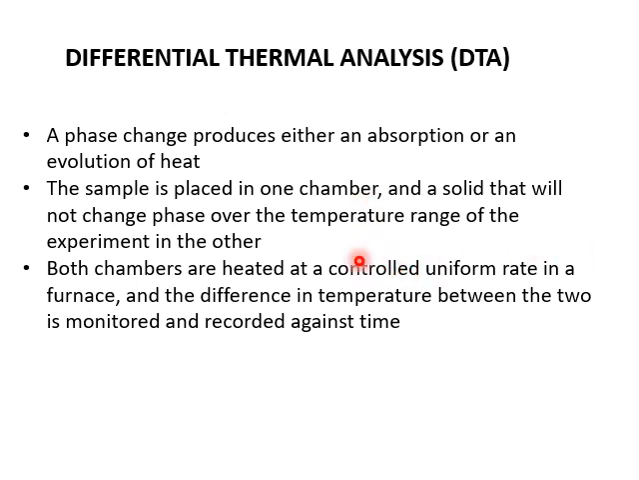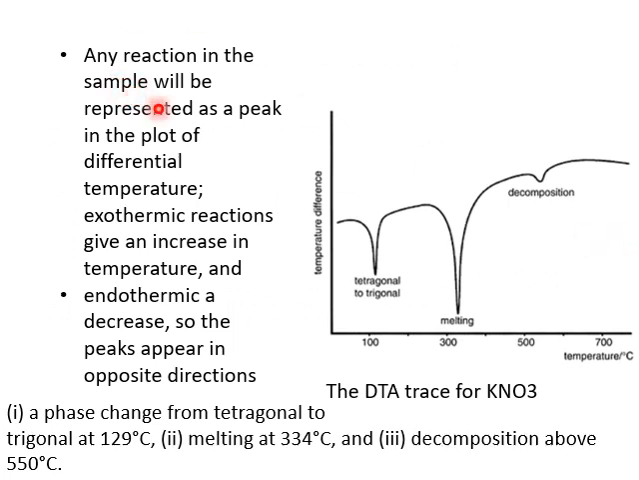So this is the basic principle of differential thermal analysis, in which we calculate the heat absorbed or evolved during a phase change. Any reaction in the sample will be represented as a peak in the plot of differential temperature, for endothermic and exothermic reactions. Here on the x-axis is temperature and on the y-axis is temperature difference. This is the DTA diagram or DTA graph.